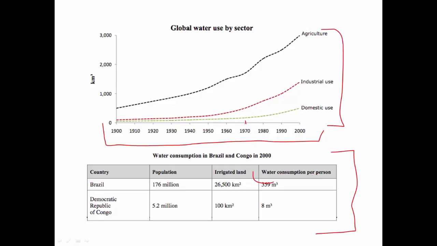Water consumption per person, so per person, that's the key there. 359 cubic meters, 8 cubic meters. So this is significant. A normal person in Brazil in 1 year consumed this amount, and a normal person in Congo only consumed this amount. So this is the most significant thing. Brazilian people consume far more water than people from Congo.